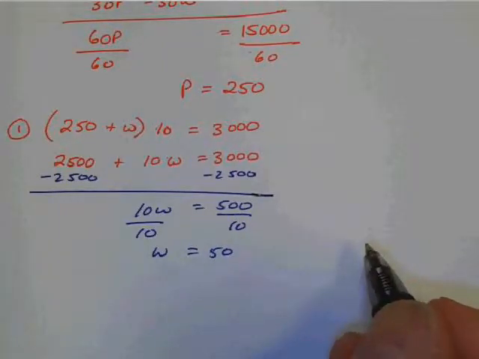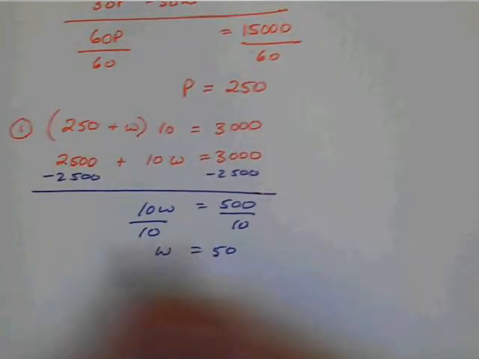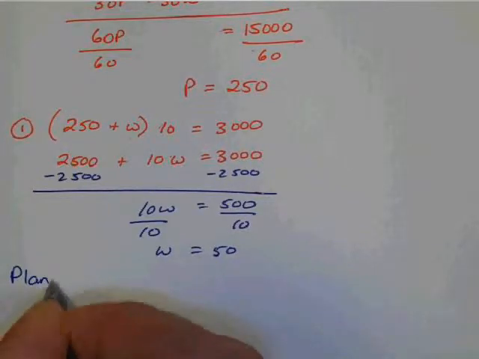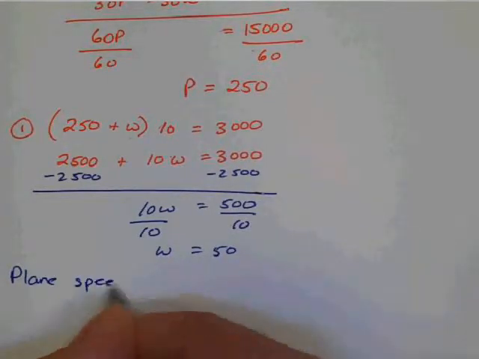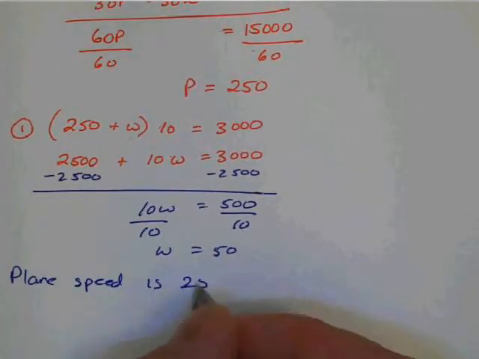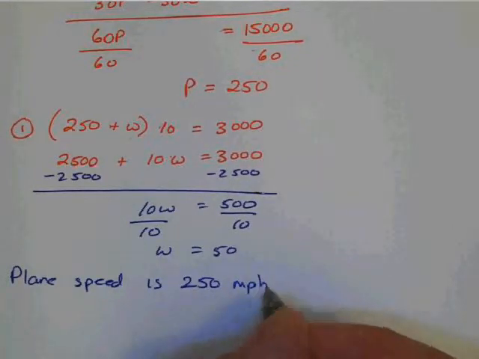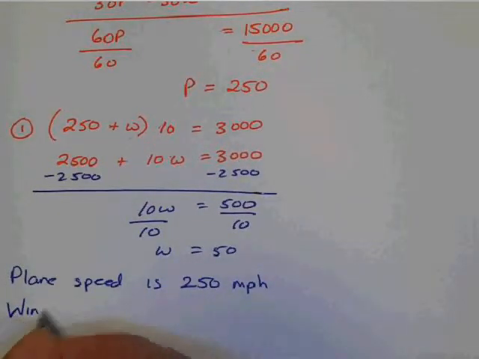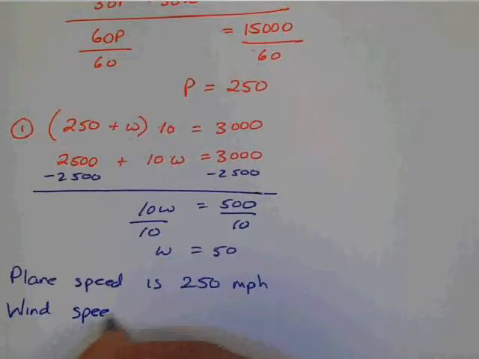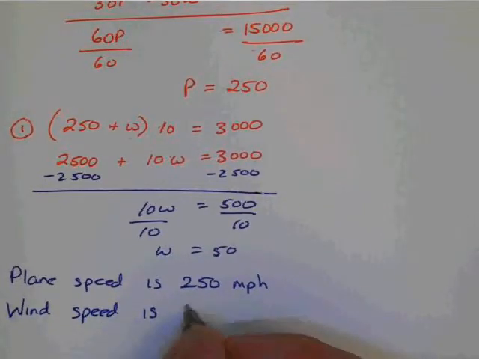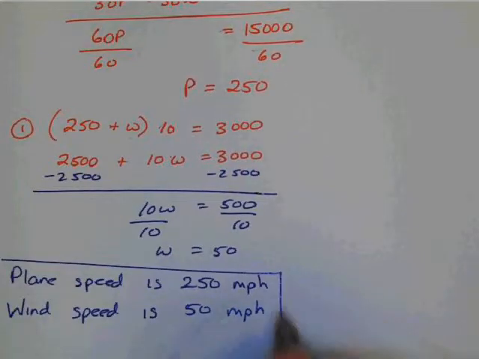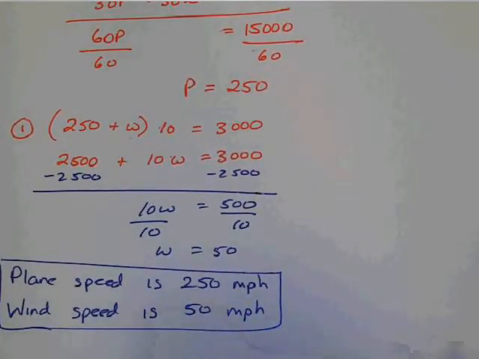So as we look at this, our plane speed is 250 miles per hour. Our wind speed is 50 miles per hour. So that concludes this first rate, time, distance problem.